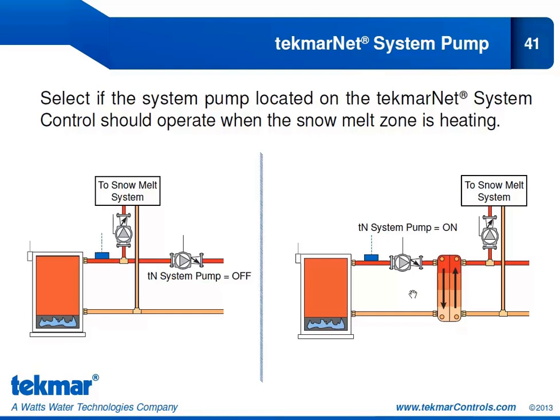If I go to the right-hand side, I have another application where this is my TN system pump and this is the pump to my snowmelt system. In this situation, I do need this pump to operate to get heat to the snowmelt. This is going to bring the flow past the heat exchanger so I can get the heat out to the snowmelt system. So in this case, in the system menu, I will make sure the TN system pump is set to on.